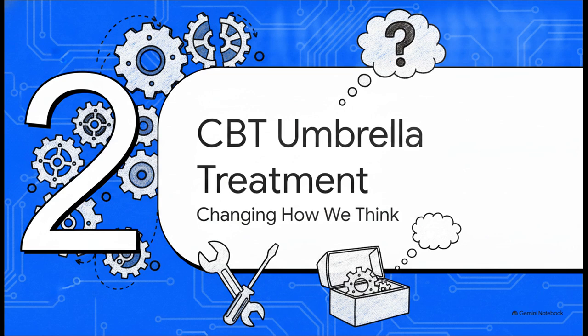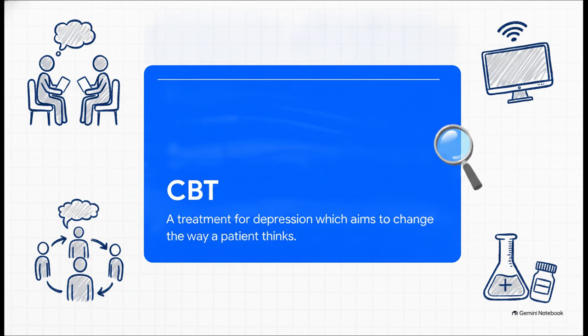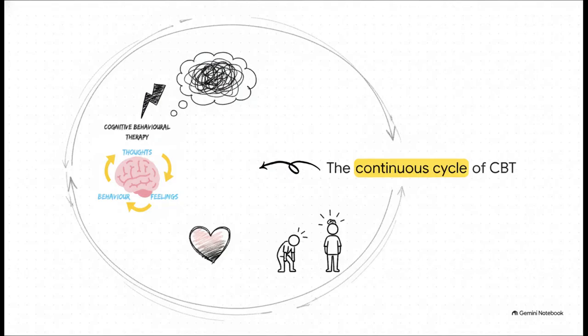That brings us to Section 2, CBT umbrella treatment, changing how we think. This is the primary garage where both Beck and Ellis do their mechanical work. That garage is CBT, or Cognitive Behavioral Therapy. In plain terms, this is a treatment for depression that fundamentally aims to change the way a patient thinks. Now, while it most commonly involves one-on-one sessions with a therapist, sitting down and hashing out thought processes, it's actually highly adaptable. Patients can do group CBT, they can log on for online sessions, and it can even be used alongside biological drug therapies.